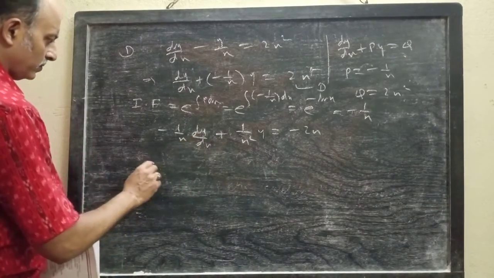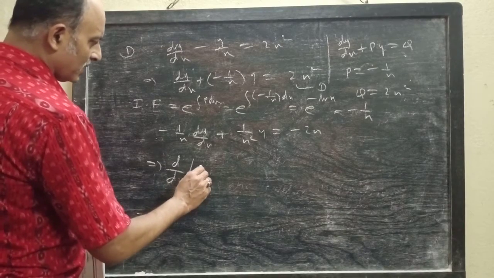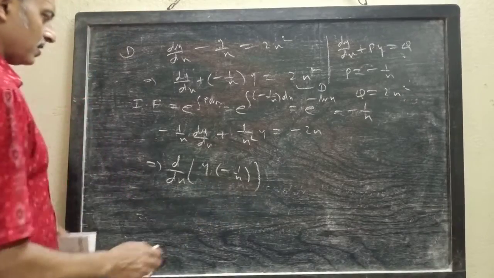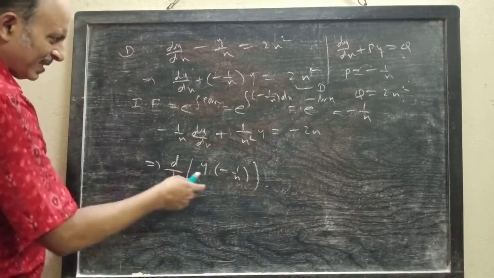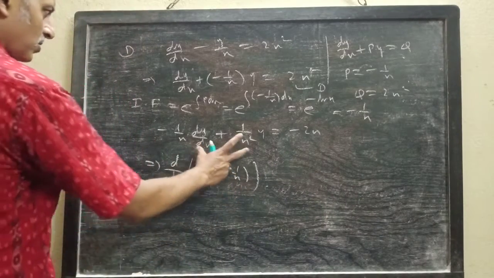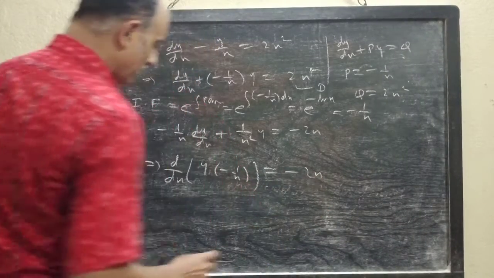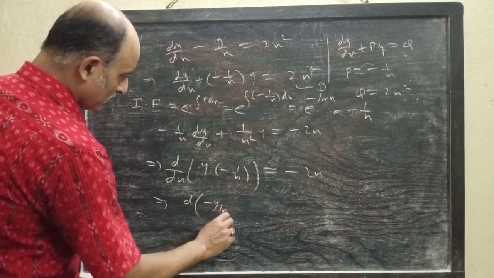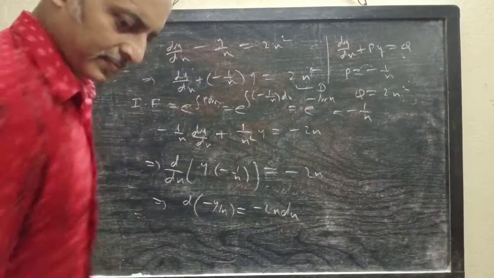Now you can write the left hand side in this way, that is the dependent variable y into the integrating factor. Check by applying the product rule: dy/dx times 1 by x unchanged, then y unchanged, derivative of 1 by x is minus 1 by x square. So you can write this in this form. This equals 2x. Then you can write d of y by x equals 2x dx.